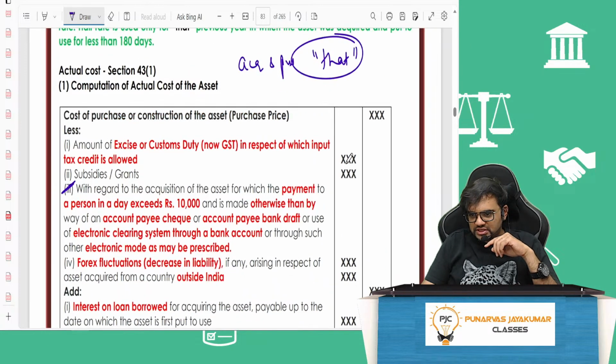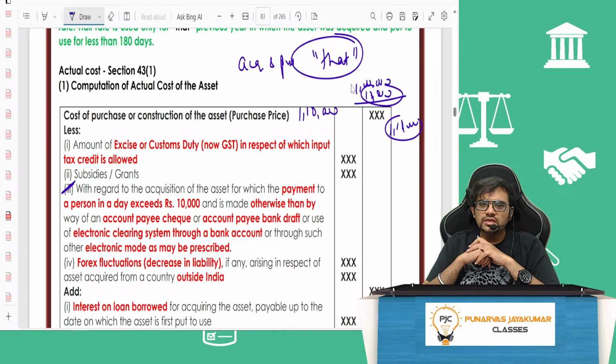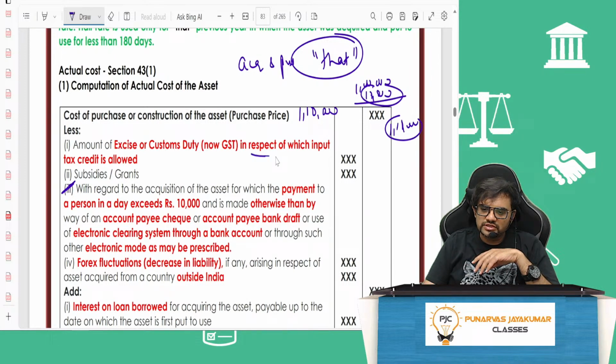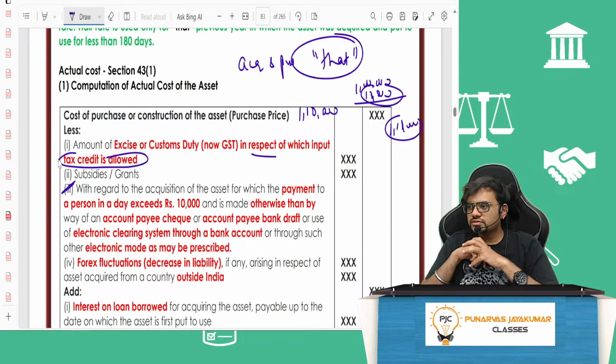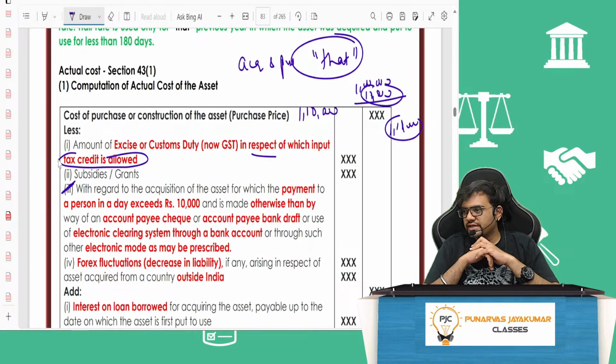Similarly, if I have purchased an asset for 1 lakh, 18,000 GST, total is 1 lakh 18,000. Cost of the asset is how much? 1 lakh 18,000. Should I take out the GST portion? Yes. Why? On the GST portion I can claim credit. Right? Amount of excise or customs duty in respect of which input tax credit is allowed. But if I am buying a car for 1 lakh 18,000 rupees, assume, or if I am buying a bike, etc., for that credit is not allowed. So what will be my total cost? Actual cost, full 1 lakh 18,000 I can take.